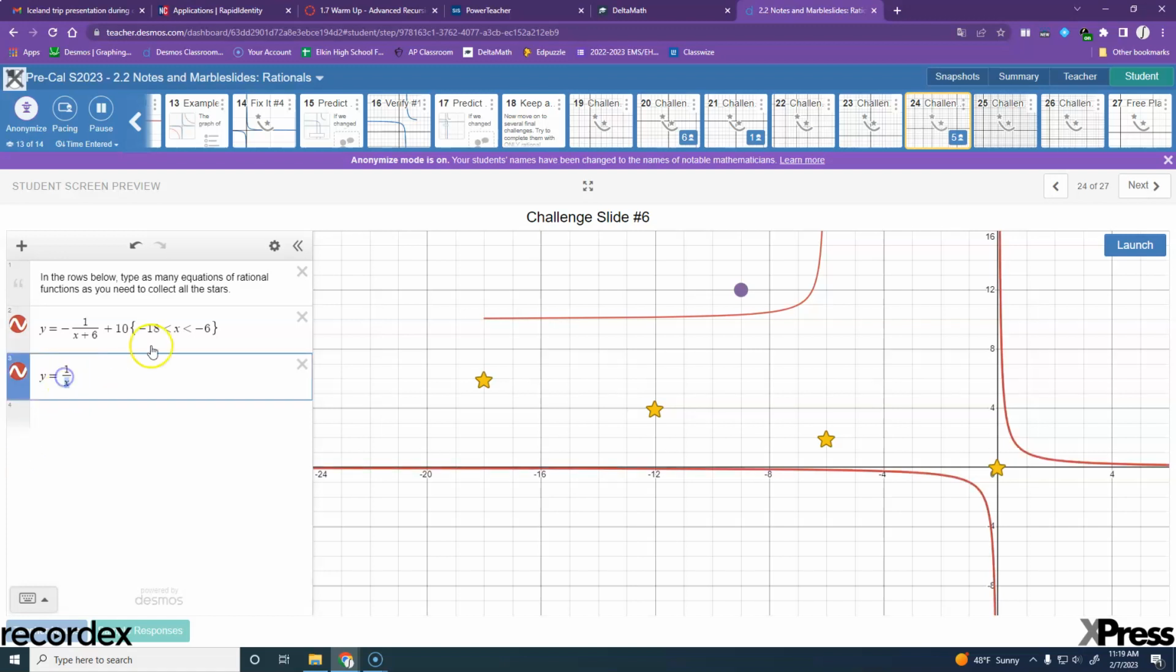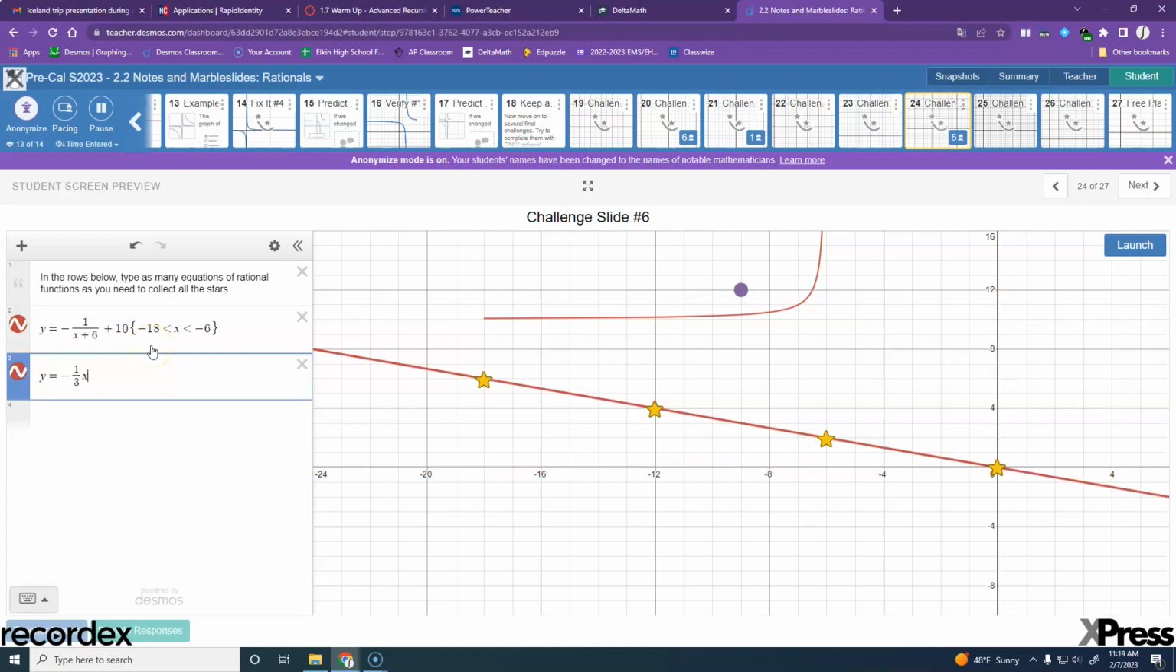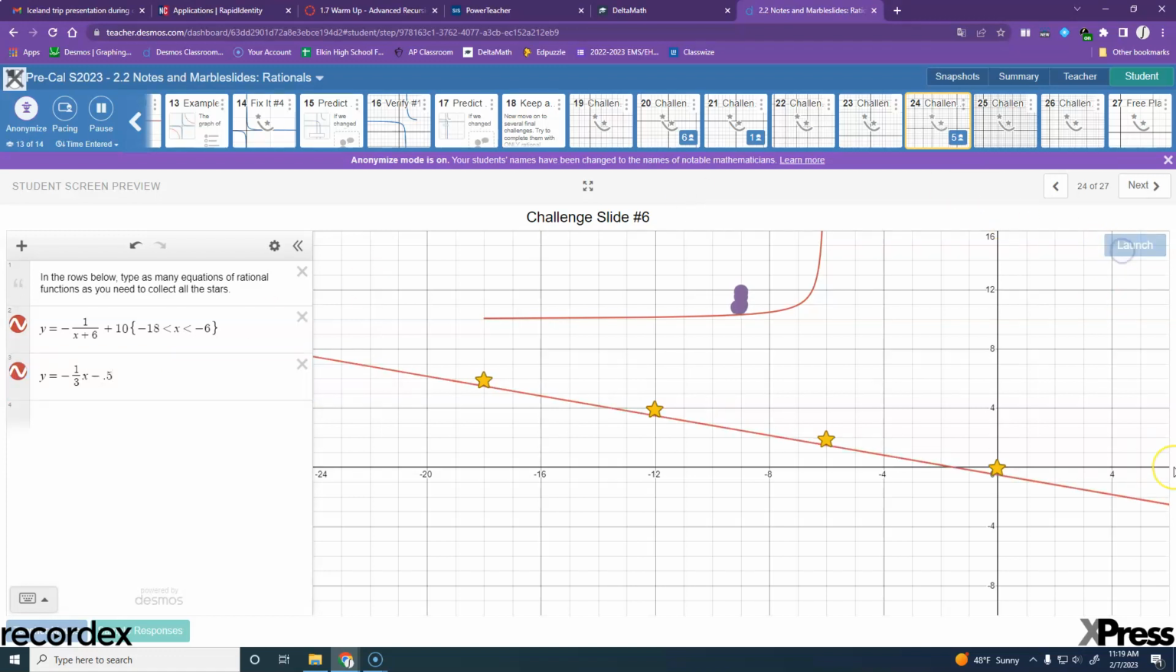Now it would be great if I did negative 1/3 x minus 0.5. This would work beautifully right here, I think. Unless it gets too much momentum going that way. Oh, look at that. That is lovely. But I'm not going to give you credit for it because that second line that you put in there is not a rational function, and I want us practicing with rationals. Obviously it would work, but it's not what I want you to do for that one.